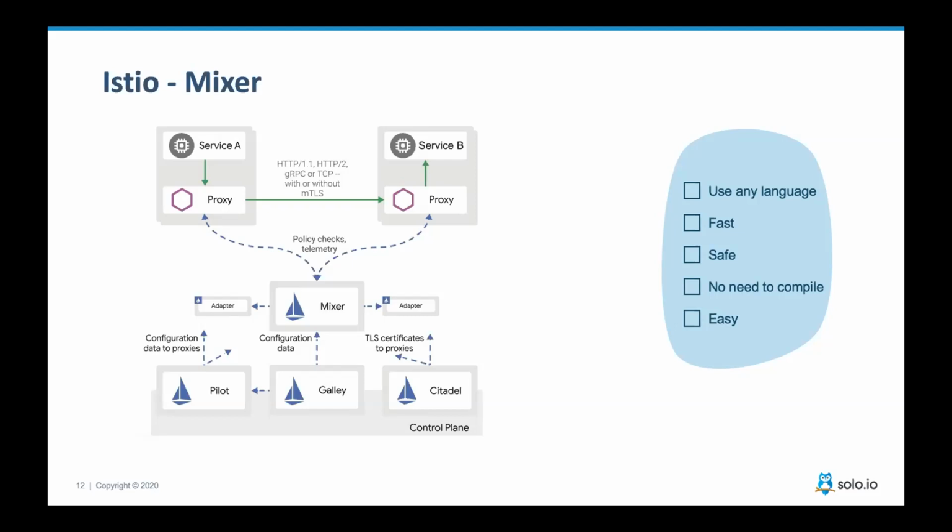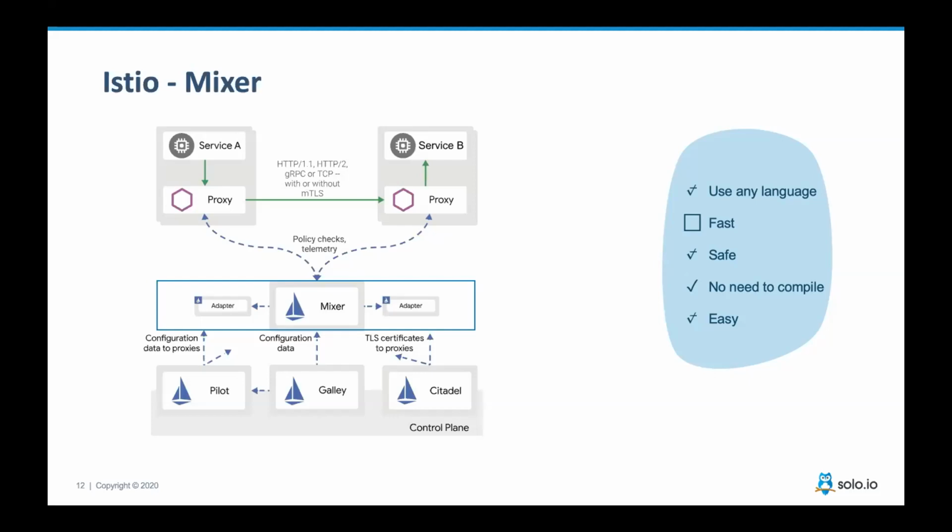Because that means that every time on the request path, the proxy needs to send all the information that it has to Mixer. Maybe all they want to do is just modify the header. You still need to send all the body and all the information that it has to Mixer, and that can potentially cause a problem. So you can use any language, though most of the people are using Go. So there is a potential here.